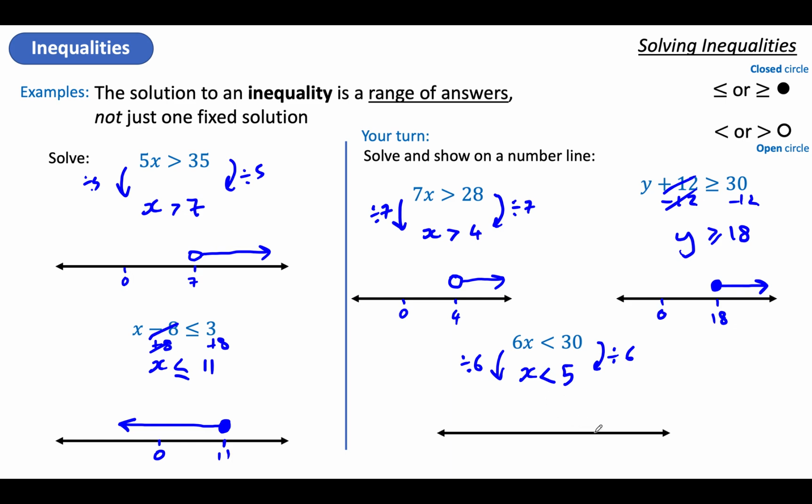x is less than 5. So let's put a little reference for where 5 is. Put a little reference for 0. Now it's less than. There's no equals there, so it's just an open circle. My inequality doesn't actually include 5, just everything smaller than 5. And because it's smaller than 5, I point to the side that is smaller. To the left.